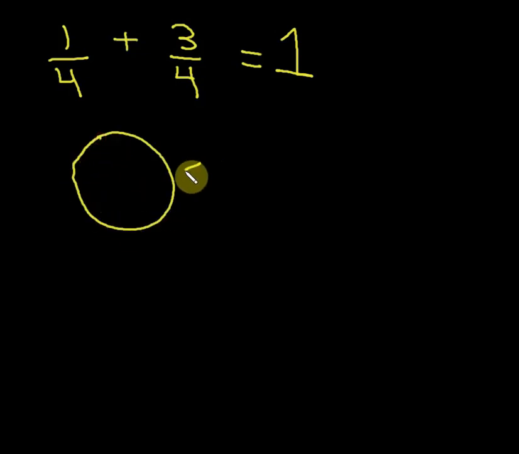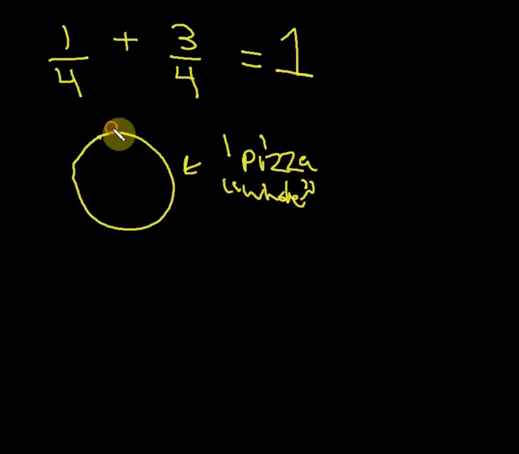So this is 1 pizza, 1 whole pizza. And then how many parts did I divide it into? Well, I divided it into 4 parts, right? So the 1 whole pizza is divided into 4 parts.